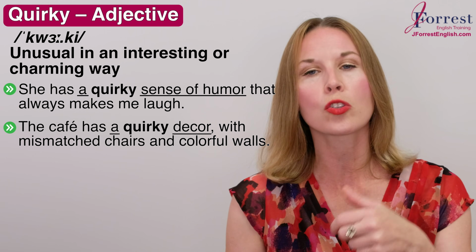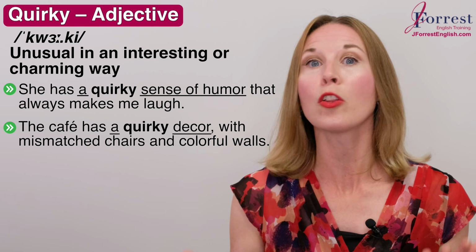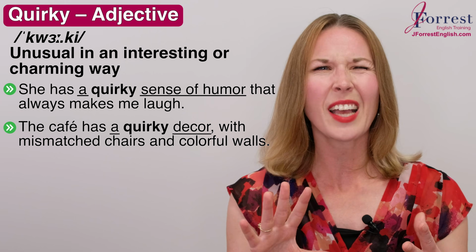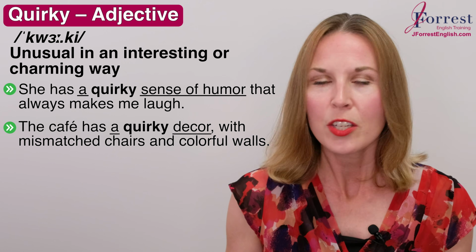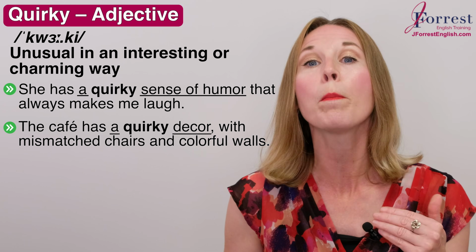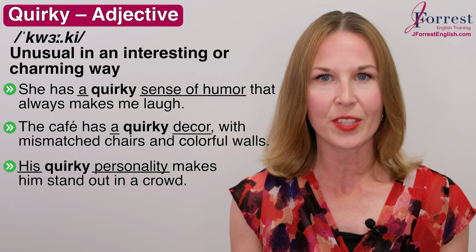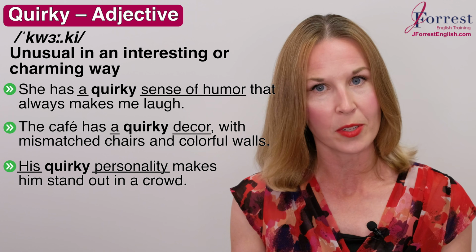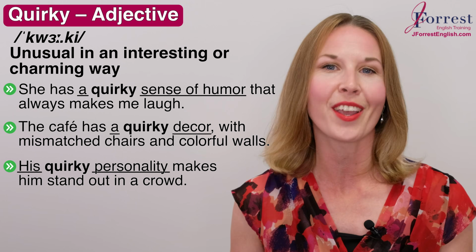Or the cafe has a quirky decor. So here it's describing decor with mismatched chairs and colorful walls. So it's unusual to have mismatched chairs, but you like it. So you can describe it as quirky to show something unusual in a positive way. Or his quirky personality, so this describes personality, his quirky personality makes him stand out in a crowd. But he's quirky.